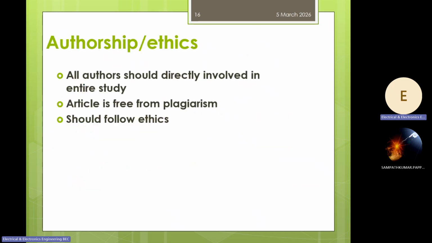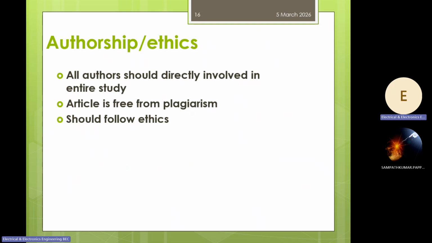These are the authorship ethics. All authors should be involved directly in the study. That means if you are a team of 5 members, all the 5 members should contribute, some for the programming, some for simulation results, others for writing the paper, others for publishing, others for binding. Every part must be concerned by all the 5 members. You are a team, right? So it must be done in a team way.